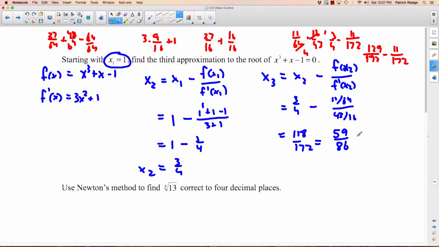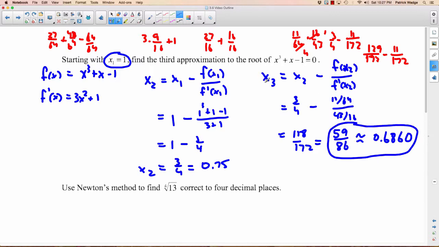Or as a decimal, it's approximately 0.6860. This one, of course, is 0.75. So you can see it's close, but I'm promising you here, you're getting closer and closer to the actual answer. Now, is this actually the amount you could plug in here and here and make it equal 0? No, but it's very, very, very close to the actual answer. What would we do if we wanted to get even closer? We'd do x4 equals x3 minus f of x3 over f prime of x3.